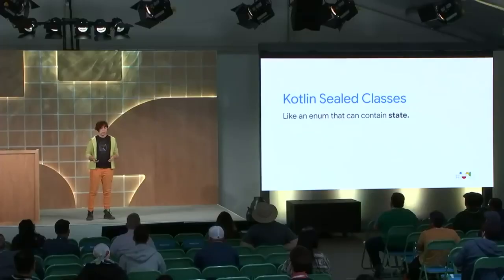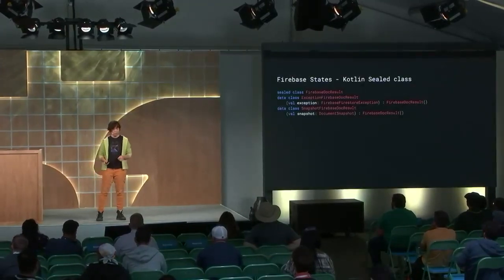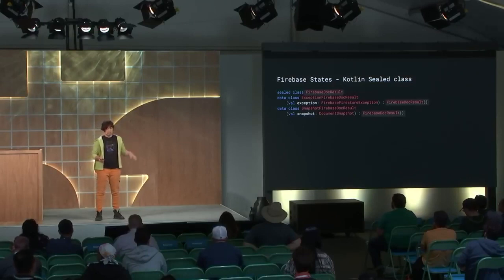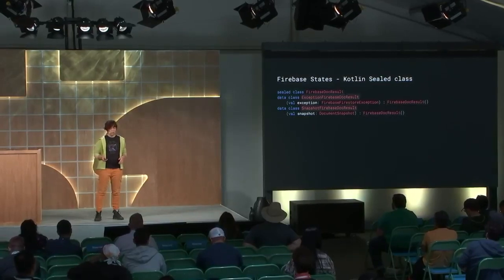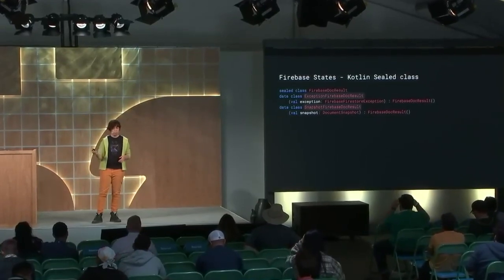OK, so for this, I'm going to use something called Kotlin sealed classes. So Kotlin sealed classes, you can think of them as a little bit like supercharged enums. They act like enums, but they could contain a little bit of state as well. So I'm going to make two different types of sealed classes. One is for the data that I get back from Firestore, which I'm calling Firebase doc result. Notice this pattern here where I define a sealed class, and then I make a bunch of subclasses of that sealed class. And I can differentiate between whether I got back an exception or I got back a snapshot.